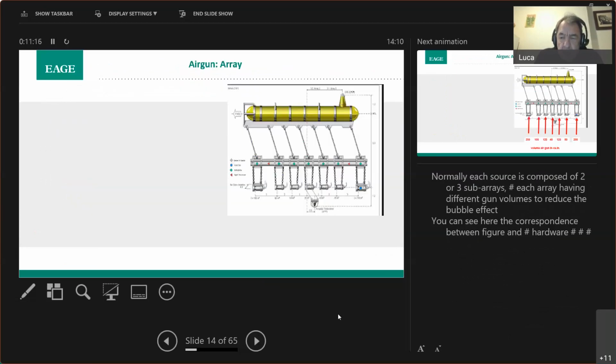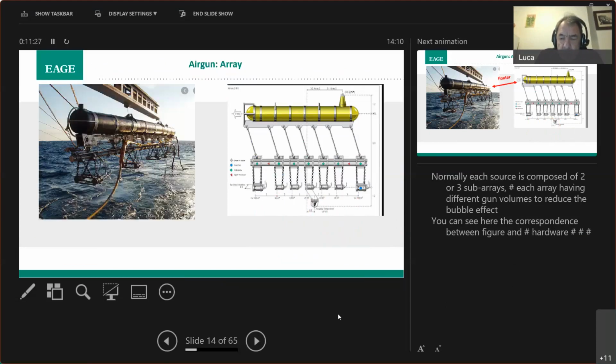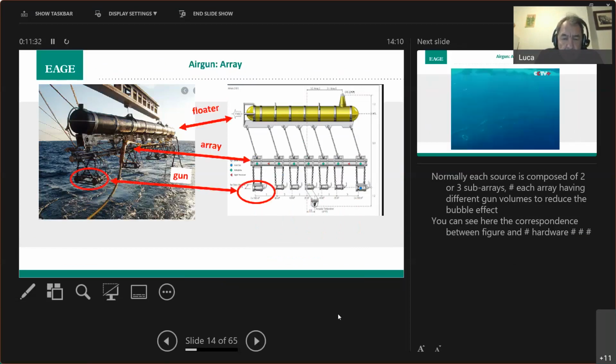Normally, each source is composed of 2 or 3 subarrays, each array having different gun volumes to reduce the bubble effect. You can see here the correspondence between the figure and the hardware.